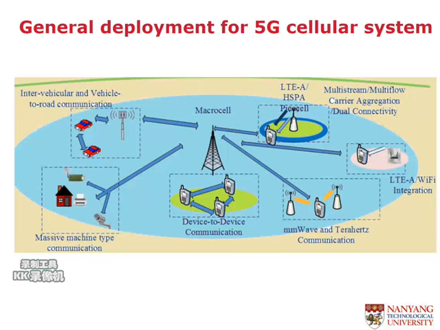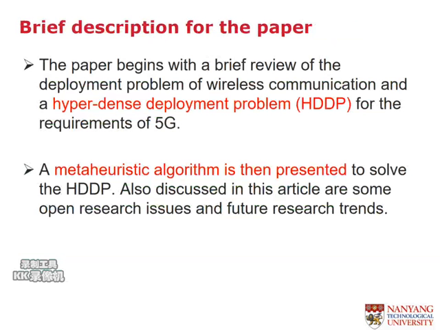Now some devices will connect to the macro cell, like the cell towers, and some machine-to-machine or device-to-device communication will coexist in the same network. So the IoT, Internet of Things, or the Internet of Vehicles, could become reality. It allows the appearance of smart homes, smart cars, etc. And for this paper, the author formulated the problem as a hyperdense deployment problem. And for this kind of problem, Metaheuristics algorithms are presented.